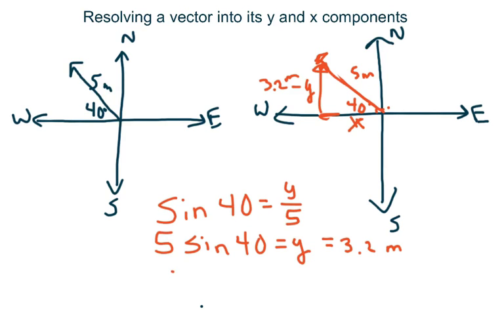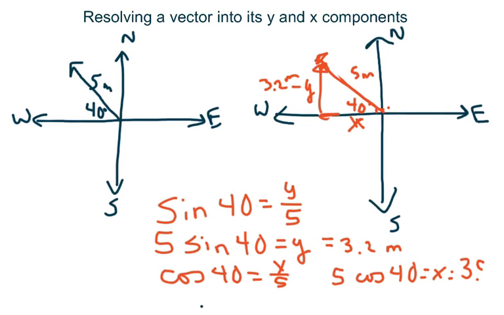And for my x, we're going to use cosine of 40 equals x over 5. So that would just be 5 cosine of 40 equals your x. When you do that in the calculator, you're going to get 3.8. However, since it points to the west, it's negative. So since we're going to the west, we have to put the negative sign in front. And that's basically all we're going to do on all of these videos.